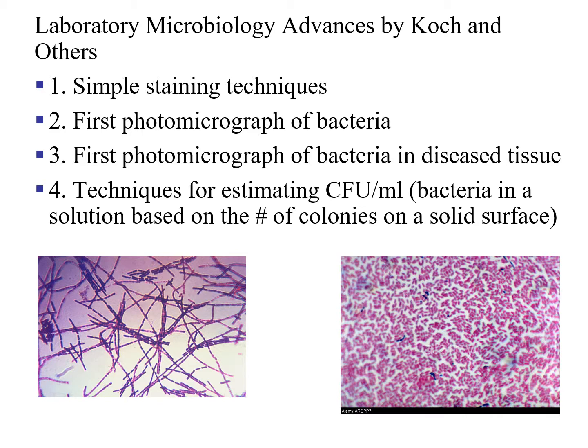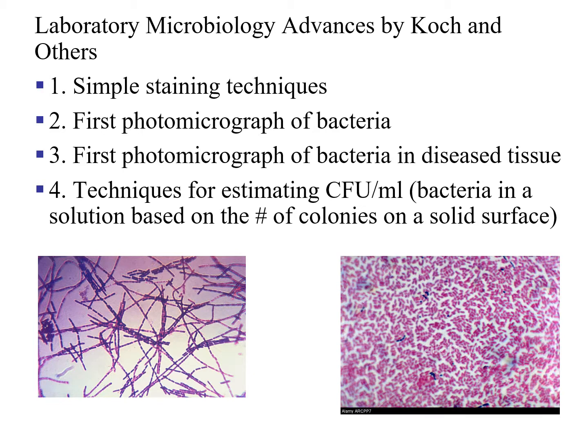So, laboratory microbiology advances were made by Robert Koch and others. Some are simple staining techniques. We're going to utilize a simple staining technique just to look at the shape of the bacteria. In this picture below, you can see the shape and the arrangement of shape just by performing simple staining techniques. So Koch and others discovered that. They also were the first to create a photomicrograph of bacteria. Number three, they also had the first photomicrograph of bacteria in a diseased tissue or in a diseased patient.